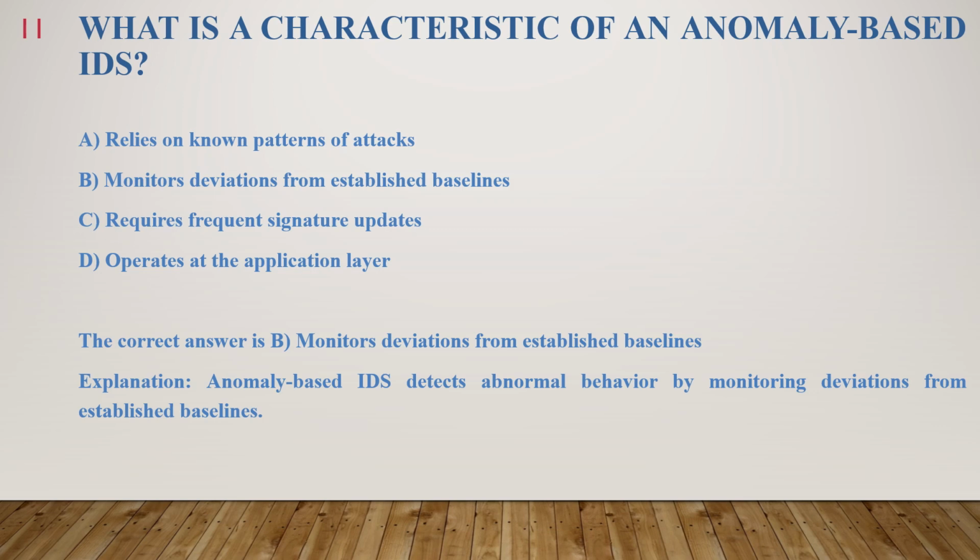C. Requires frequent signature updates. Signature-based IDS require regular updates to maintain effectiveness against evolving threats, while anomaly-based systems typically don't rely on signatures. D. Operates at the application layer. Anomaly-based IDSs can operate at various layers, network, host, application, depending on the specific implementation and requirements.